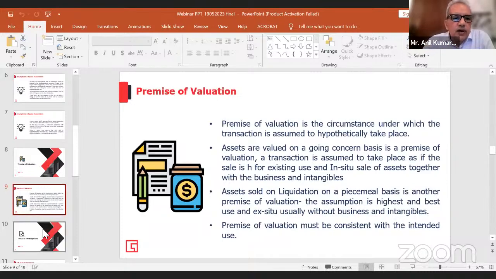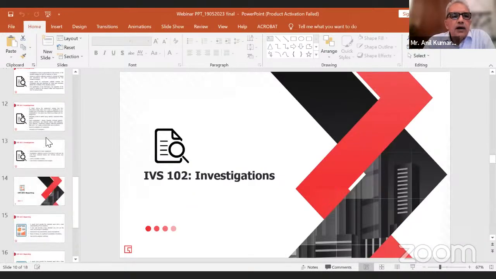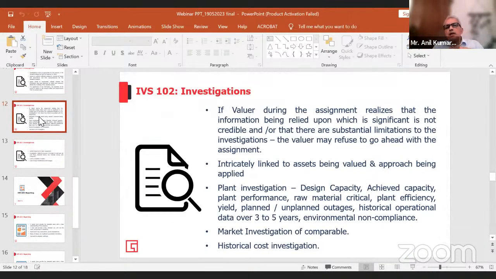I'll cover investigations. There is a standard 102 in terms of the investigations the valuer is supposed to do. This is intricately linked to the assets being valued and the approach being used. So if you're doing a net asset or asset valuation approach, which is called in other terminology a cost based valuation, there are two important pieces of information that are relevant: the historical cost and the replacement cost.